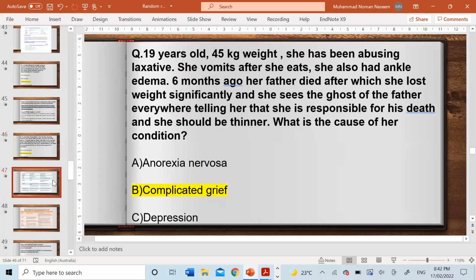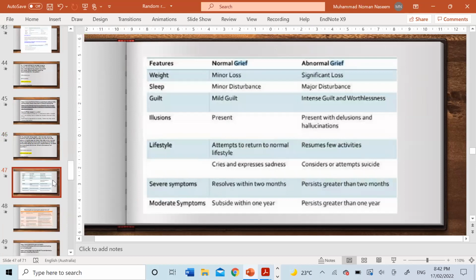All right. So this is complicated grief, and a very favorite topic in psychiatry for the AMC as well. Now look at the differences here. Weight loss is very minor in normal grief but significant in abnormal grief. Sleep problems and guilt are minor but major in abnormal grief. Illusions, delusions and hallucinations are present in abnormal grief. Lifestyle activities are resumed in normal grief, usually after 2 months. But in abnormal grief, they lose the energy to return to their normal activities.